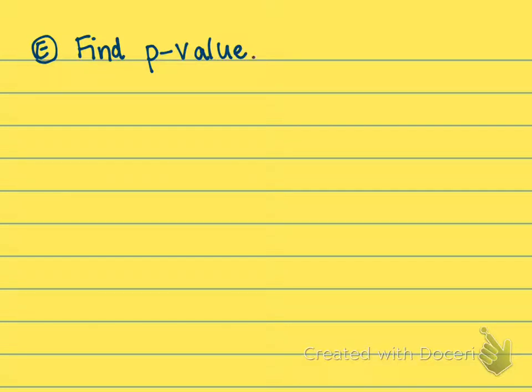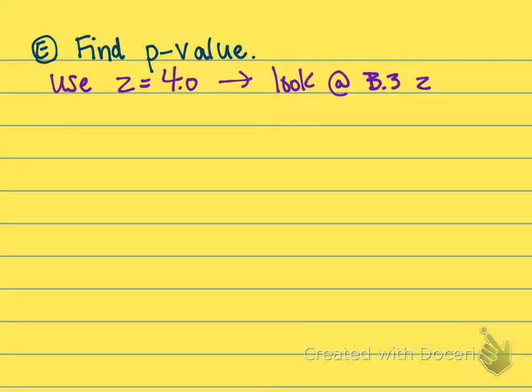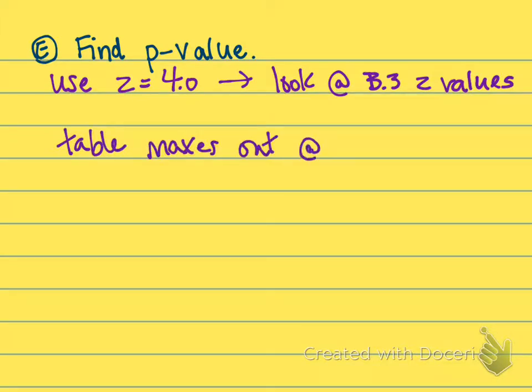So how are we going to go about finding this p-value? Well, we are going to use our z of 4, and we're going to take a look at the chart. So now this time you're looking not at table B5, I believe this is table B3, but it's the one for the z values. Okay, so go to your chart for your z values, and if you'll look and see, our table stops, it maxes out at a z of 3.9.